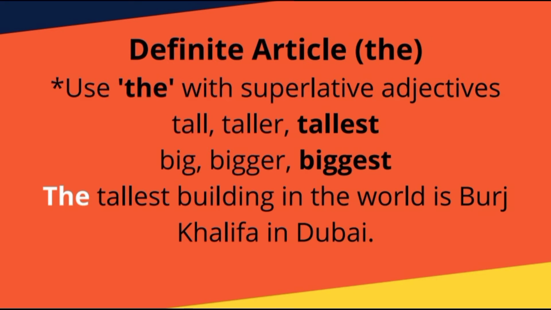We use the with superlative adjectives. What are superlative adjectives? A superlative is the form of an adjective used to compare three or more things. For examples, tall, taller, tallest. Tallest here is the superlative adjective. Another example here, big, bigger, biggest. Biggest here is the superlative adjective. Now we are going to look at a sentence. The tallest building in the world is Burj Khalifa in Dubai. Tallest here is the superlative adjective. So we use the definite article the.